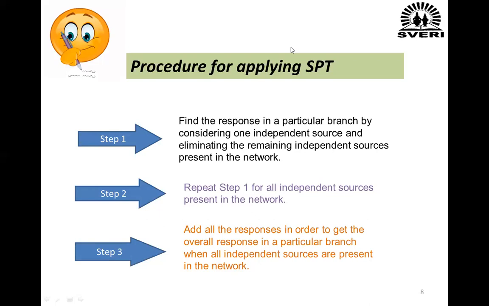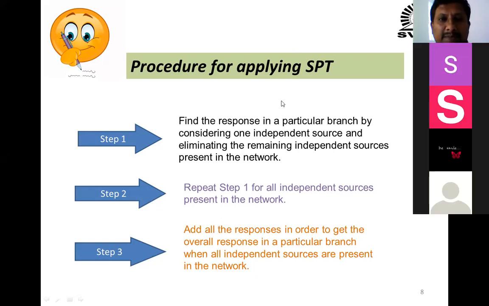Completed? Okay. Yes. The procedure for applying the SPT. So step 1 is what? Find the response in a particular branch by considering one independent source and eliminate the remaining independent sources present in the network by open circuit or short circuit. It depends on whether it is a voltage source or current source.